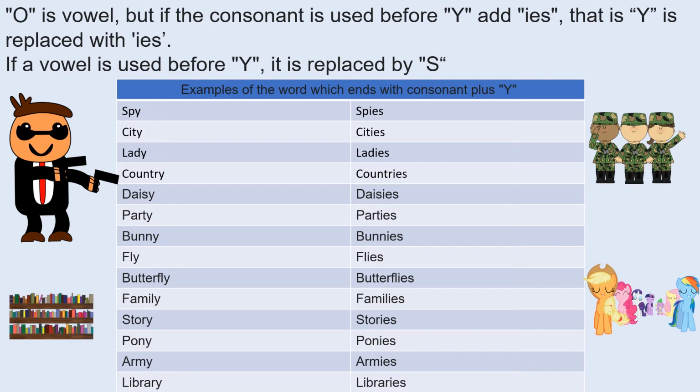City, cities; lady, ladies; country, countries; daisy, daisies; party, parties; bunny, bunnies; fly, flies; butterfly, butterflies; family, families; story, stories; pony, ponies; army, armies; library and libraries.